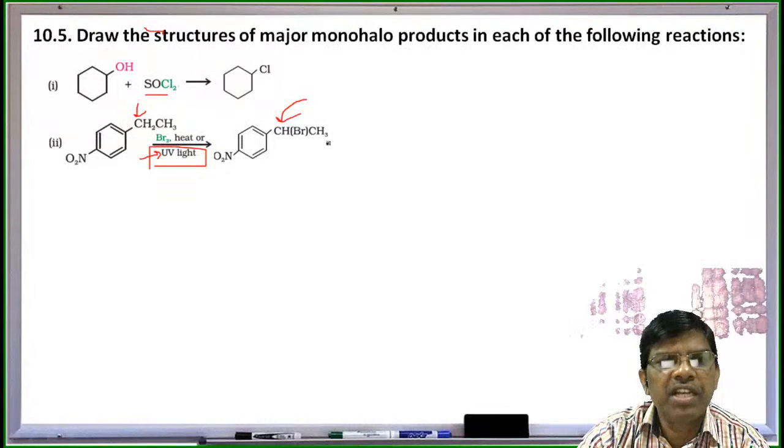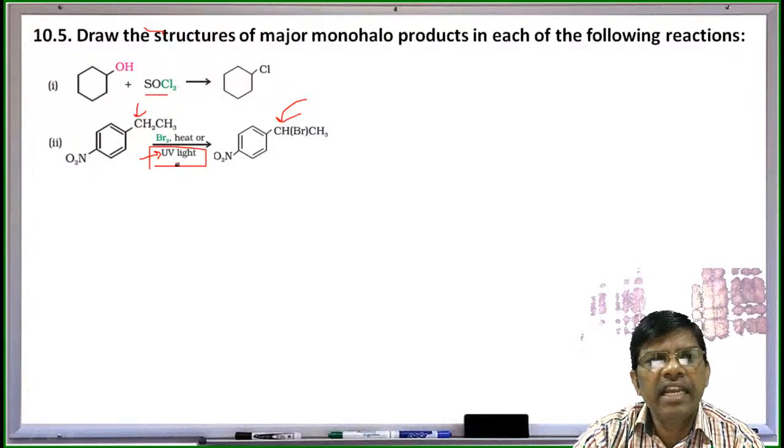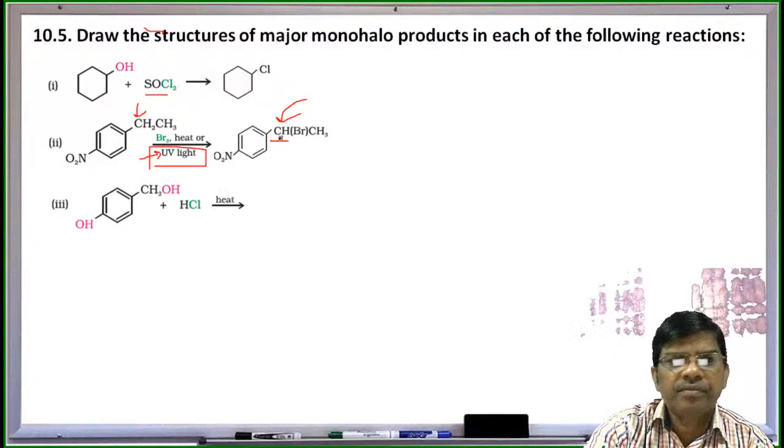Benzylic bromination. If instead of this UV light you find iron, then do the halogenation on the benzene ring. So bromine with UV light or heat or light, then do benzylic bromination.